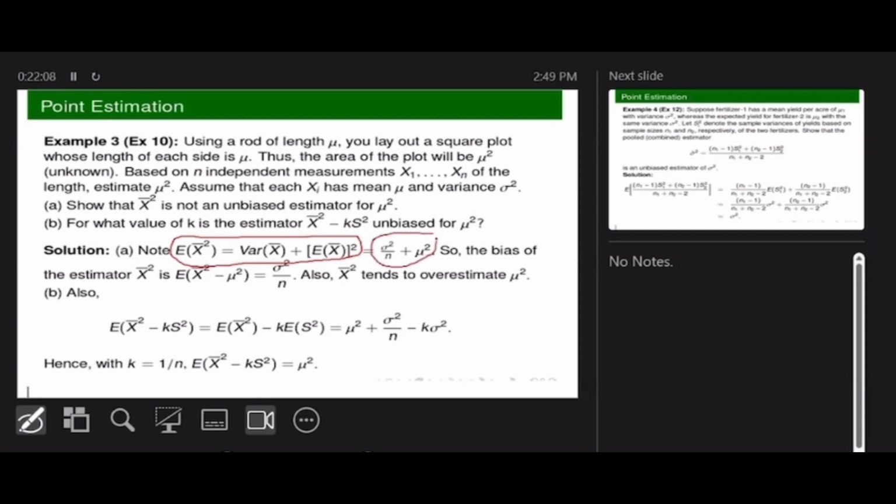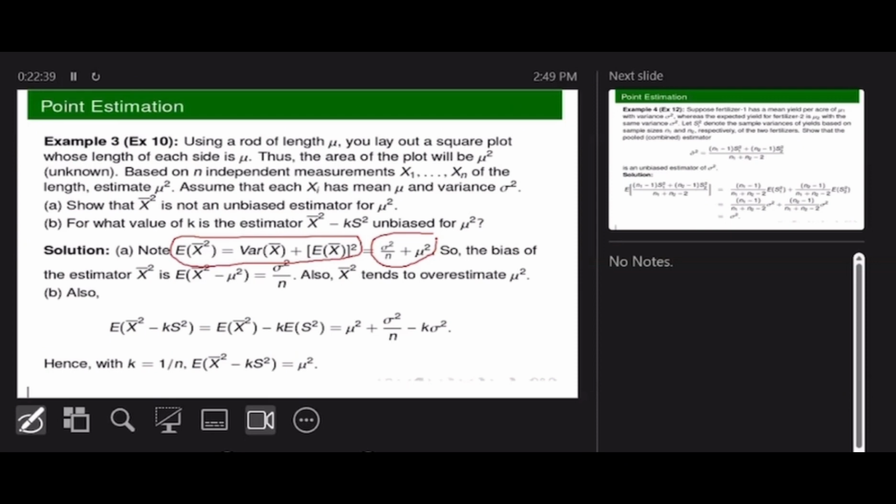Does that make sense? Now, when you take a look at that, is that unbiased? No. For it to be unbiased, we should only have a mu squared. But what are we having now? We're having a sigma squared over n plus mu squared. That is why it is biased. Does that make sense?